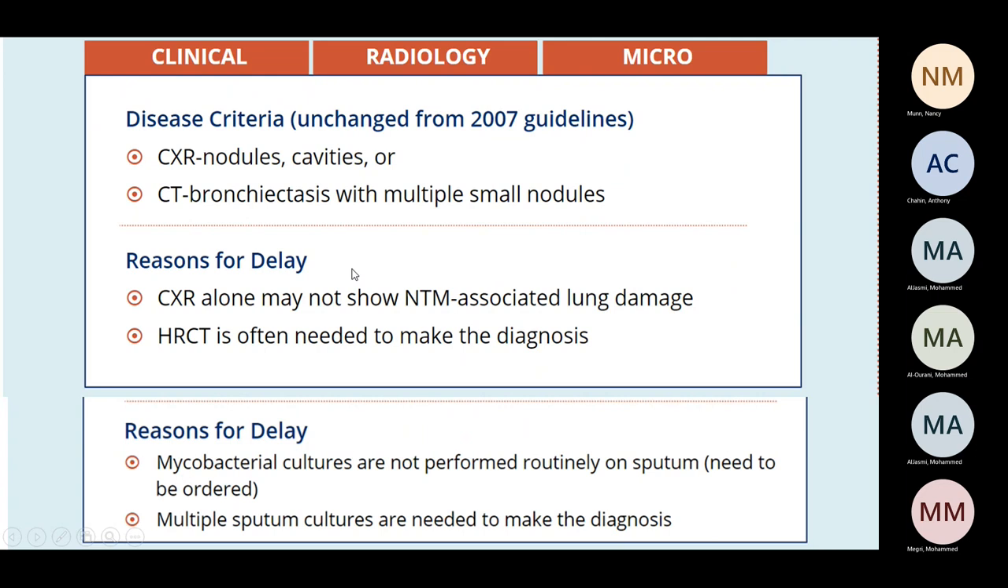Again, the reasons for delay: if you depend on the chest X-ray, you can miss it, because the X-ray may not show the profusion, the extent, and the characteristics of the abnormalities, nodules, cavities, bronchiectasis. You see it much better on CT chest imaging. The other thing, if you don't order culture, you will miss the diagnosis. If you go with only a smear, or if you just order a Gram stain, you're not going to find your diagnosis. So you really need to have a sputum culture, and if one comes back positive, of course, you have to repeat it and confirm that it's still positive. This is why you guys need to do, in all patients, at least what I do, BAL on all patients.